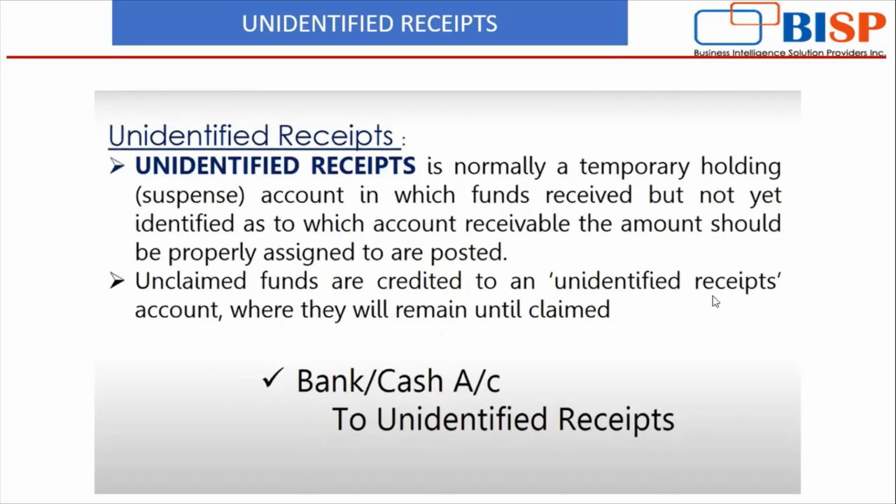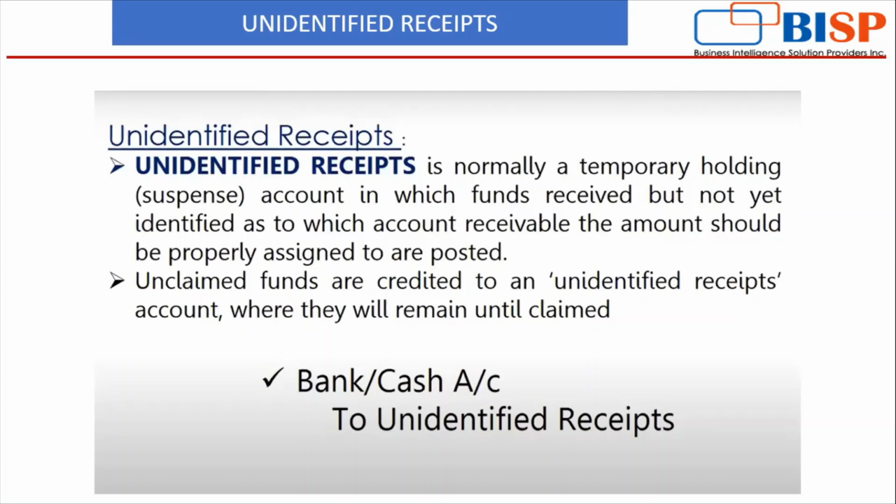With the name unidentified receipts we create this account, and because we have received money from the customer but it is not identified against which invoice it has been received, the entry will be bank and cash account debit to unidentified receipts. And once this is recognized, this will be reversed, and the balance in this temporary account of unidentified receipts will become zero. So particularly the account analysis method is used here.